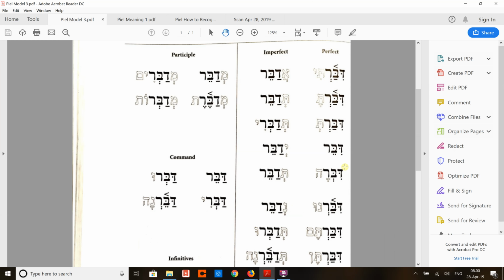So again, just to reiterate, what you're responsible for knowing in the perfect is being able to recognize that diber is a Piel verb. So a question might look like this. I might put this verb, diber, in front of you and say, here's a multiple choice question. To which verbal stem does diber belong? Does it belong to Hif'il? We haven't learned that one yet. Hitpa'el? We haven't learned that one yet. Pa'al? That's the one we know. Or Piel? And then you would have to choose which of those verbal stems does diber belong to. That's it. That's what you have to be able to do.